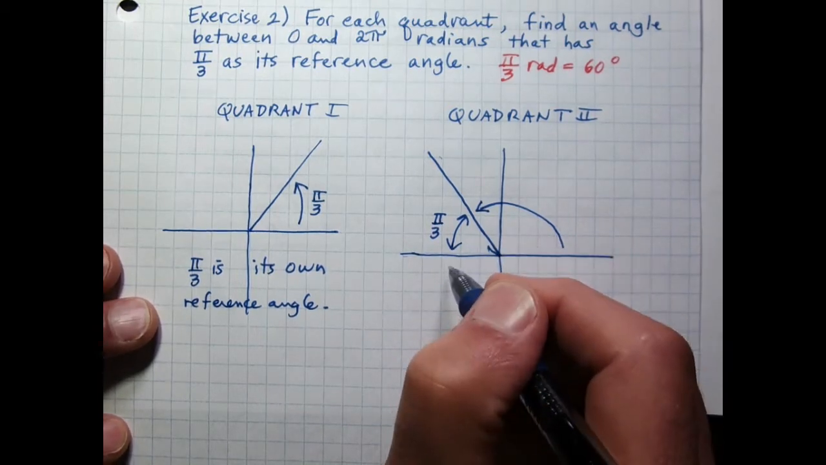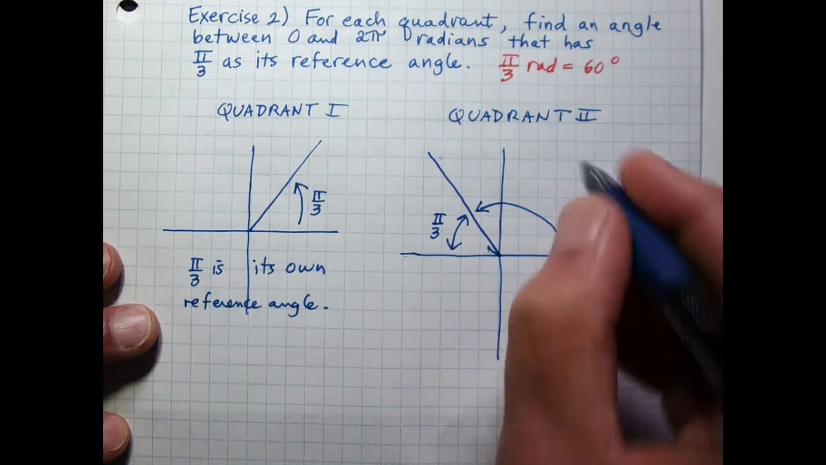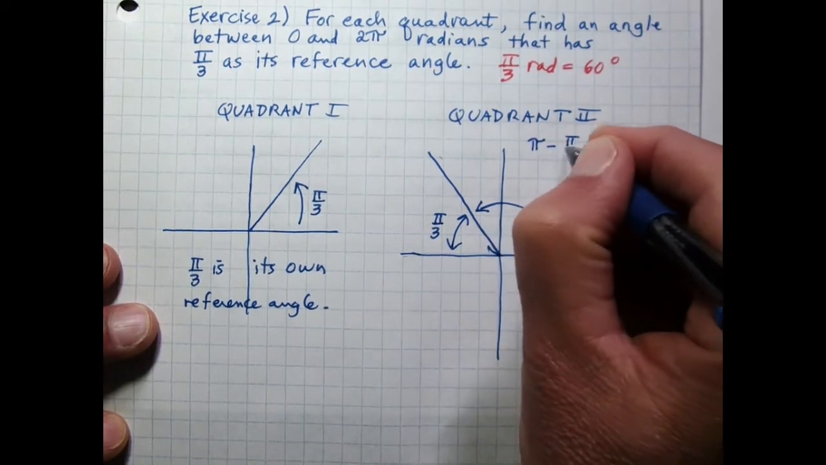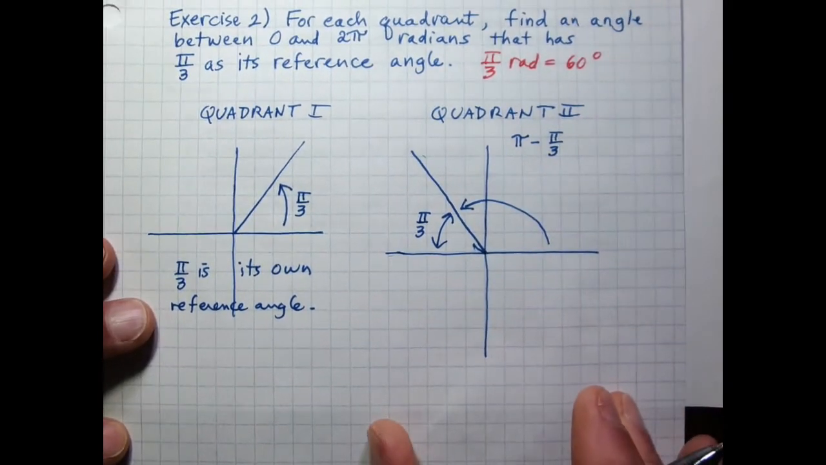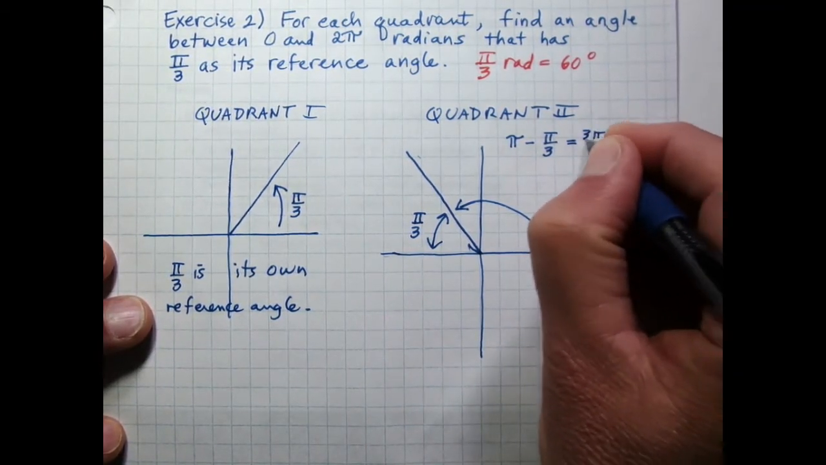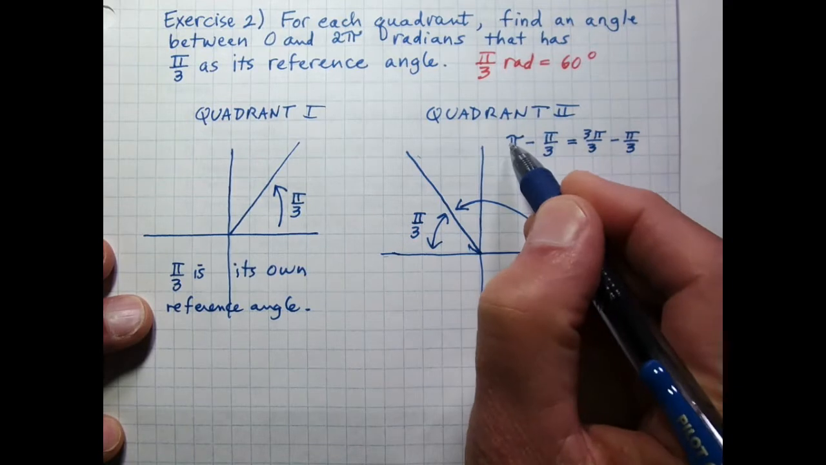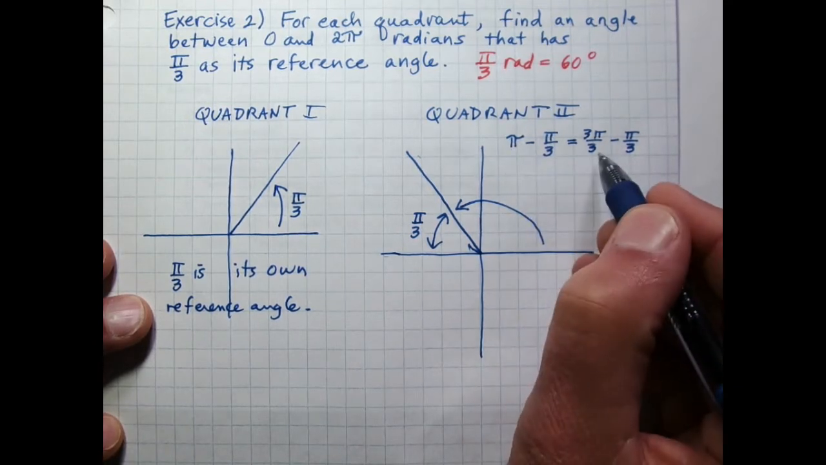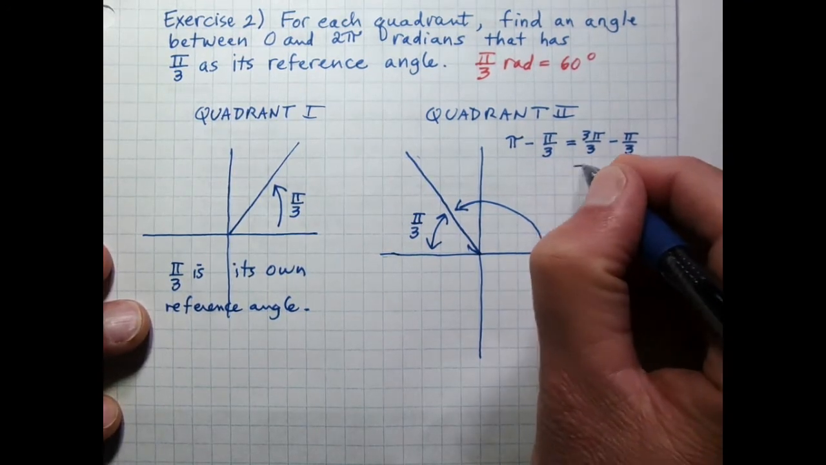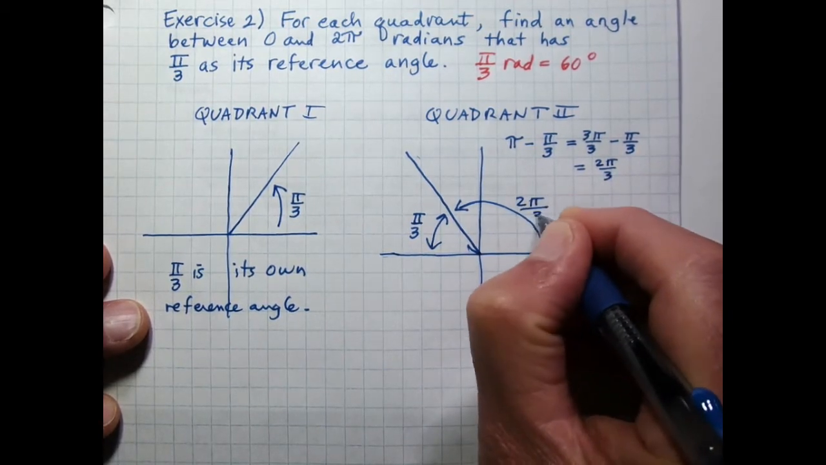Now, it's just like taking 180 degrees minus 60 degrees, except here we're going to take pi minus pi over 3. And to do that subtraction, pi minus pi over 3, we can think of that pi as 3 pi over 3. So I'm just multiplying and dividing the pi by 3. And so if I think of it as 3 pi over 3 minus pi over 3, when I subtract, I get 2 pi over 3. And that's what we want. This is 2 pi over 3.